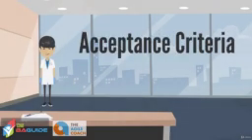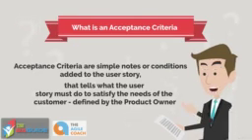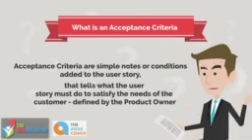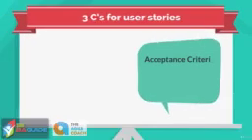Acceptance criteria are simple notes or conditions added to the user story that tell what the user story must do so that it can satisfy the need of the customer that is defined by the product owner. It should be clear, concise, and the product owner should be able to verify it. We talked about the 3 C's.